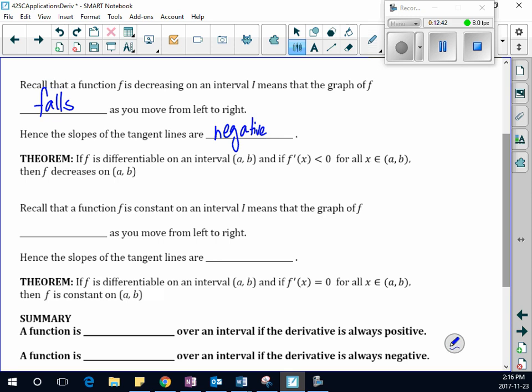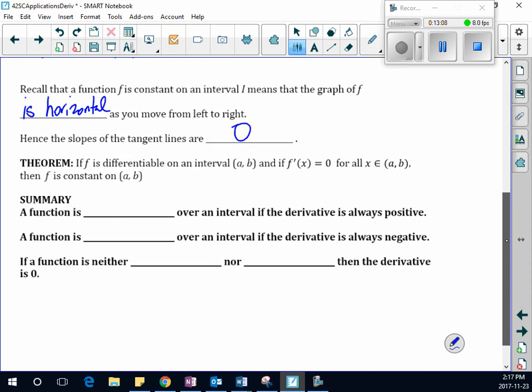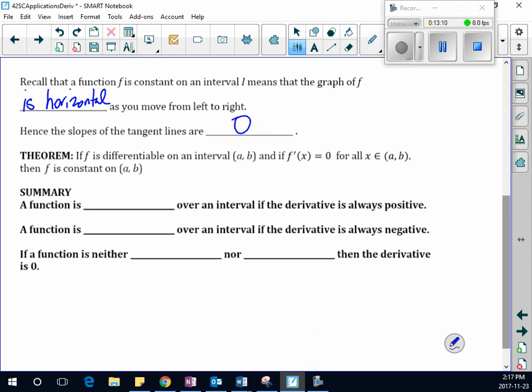So, recall that a function f is constant on an interval means that the graph of f is, visually, horizontal, as you move left to right. Hence, the slopes of the tangent lines are 0. Very good. So here's the theorem that says this. If f is differentiable on AB and f prime of x equals 0 for all x's between a and b, then f is constant.